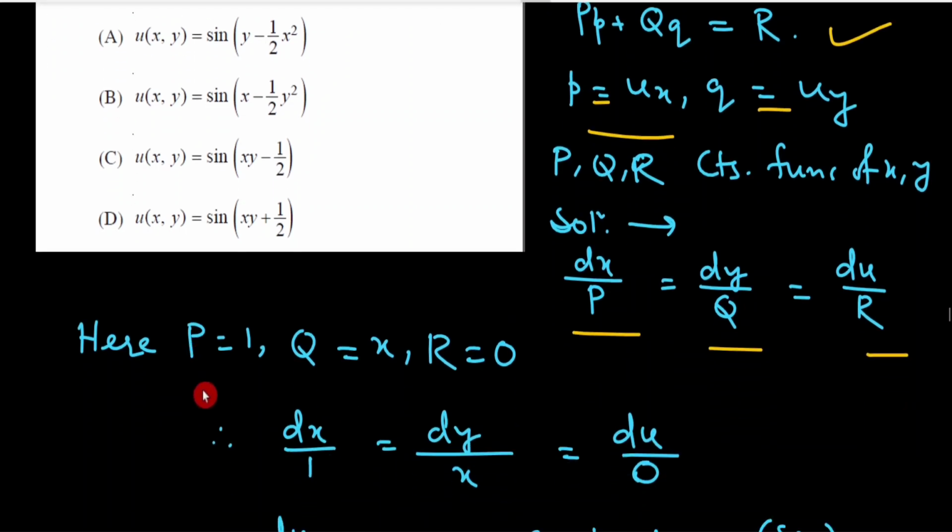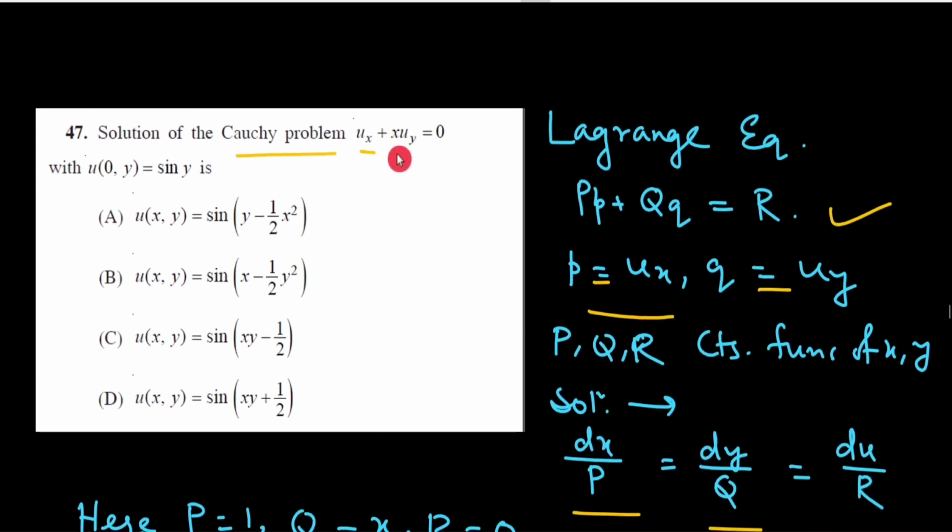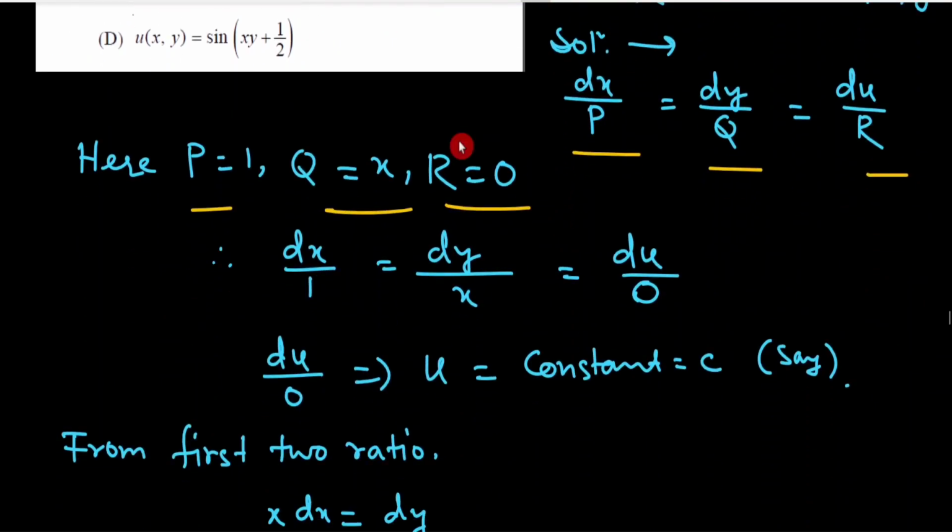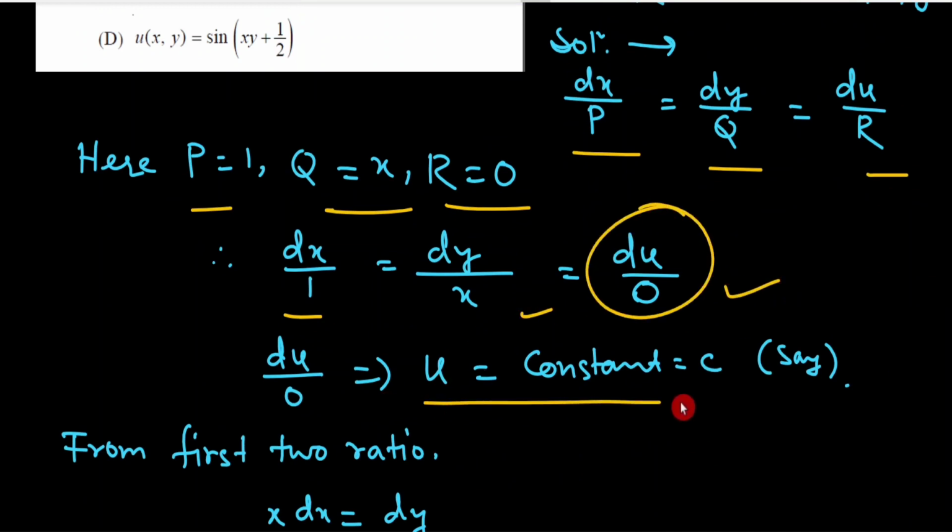Here we get P equal to 1, Q equal to x, and R equal to 0 for the problem u_x plus x u_y equal to 0. So dx by 1, dy by x, and du by 0, and du by 0 implies u equal to constant, we take the constant as c.